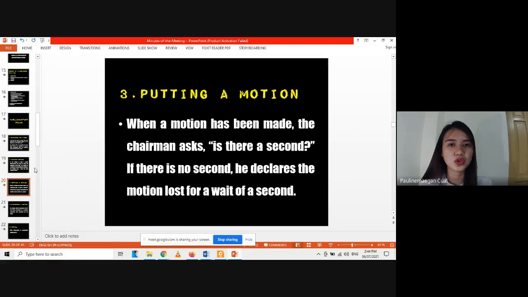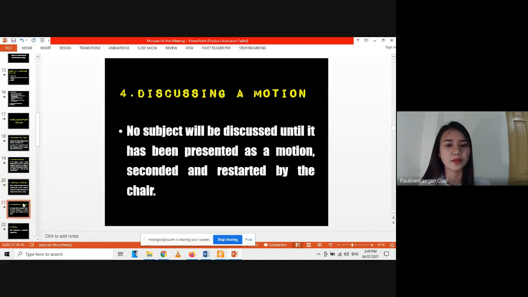After making a motion, what follows is the putting of that motion. When a motion has been made, the chairman asks, is there a second? This is the time when you say, I second the motion, or the motion has been seconded. If there's no second, he declares that the motion is lost for want of a second.